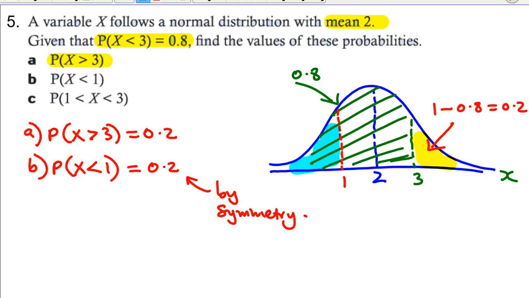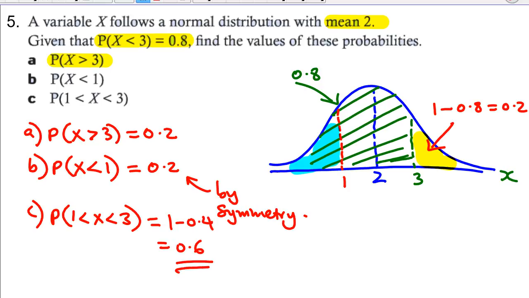Okay, and then part C, probability that x is between 1 and 3. Well, because the area under the curve is equal to 1, the area between 1 and 3 will just be 1 minus 0.4, which will be equal to 0.6. Okay? So you can use a graph to find these probabilities, if you can remember the properties of a normal distribution function.